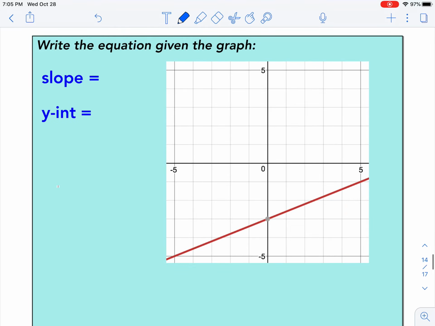Either one is fine. All right, now it's your turn to try this one. So see if you can find the slope, the y-intercept, and then write the equation. Pause the video, then restart to see if you got it correct.